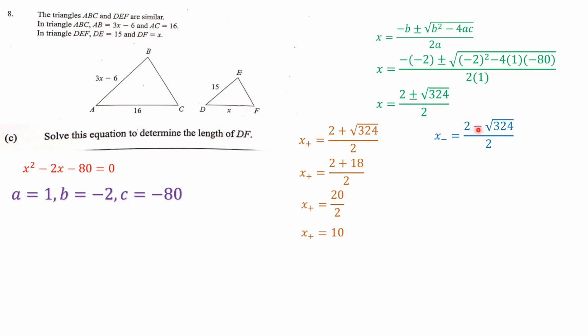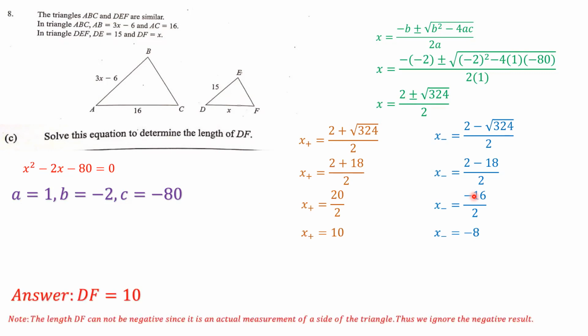Now we have to look at the negative side. So we have 2 minus the square root of 324 all over 2. We know the square root of 324 is 18. So we have 2 minus 18 all over 2. What is 2 minus 18? Well, 2 minus 18 is negative 16. So negative 16 divided by 2 is definitely negative 8. And so x positive is 10 and x negative is going to be negative 8. So that means that the answer is definitely going to be 10. The length DF, so it's the length that we're talking about, right?